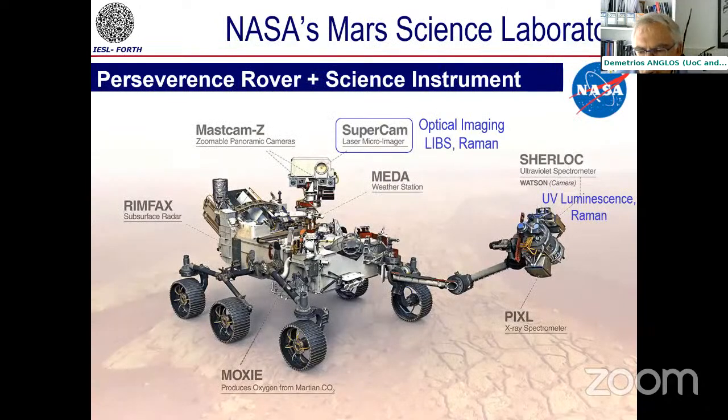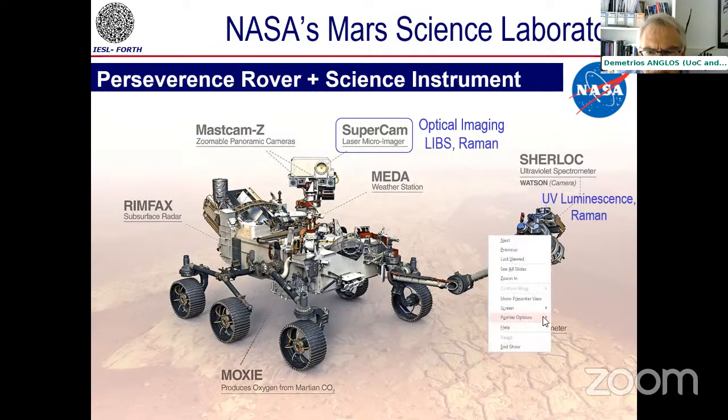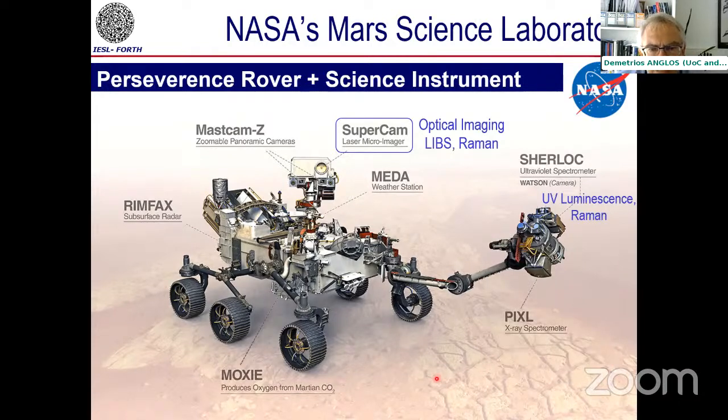Mobility and remoteness are the concepts we're talking about. What we see on the screen, basically the Perseverance rover of NASA that has been launched since 2 years back on the Mars, is a beautiful example of remote sensing and mobile laboratories or mobile spectrometers. I would like us to concentrate our attention on the SuperCam module on the rover.